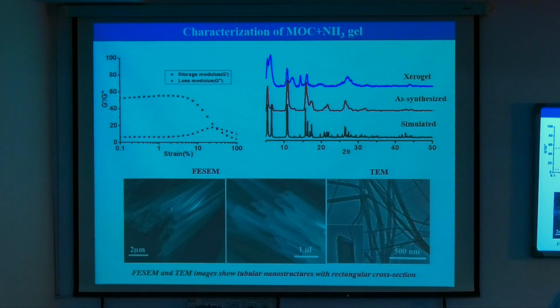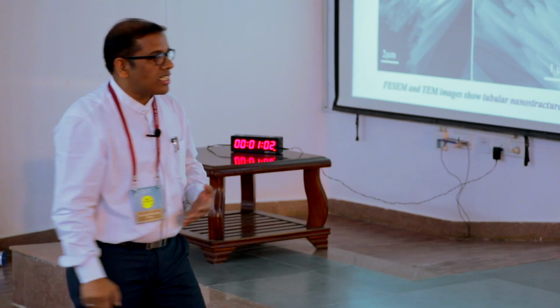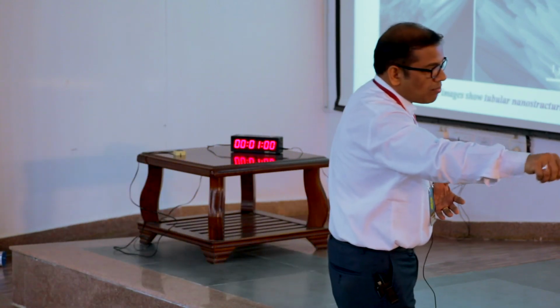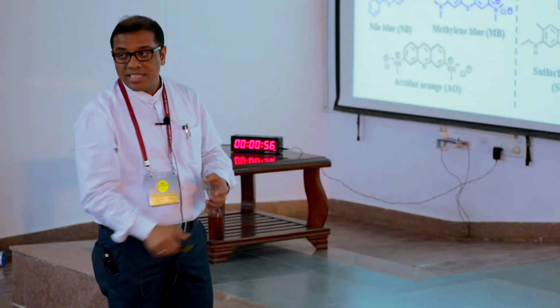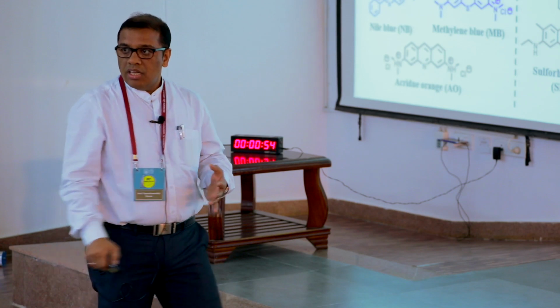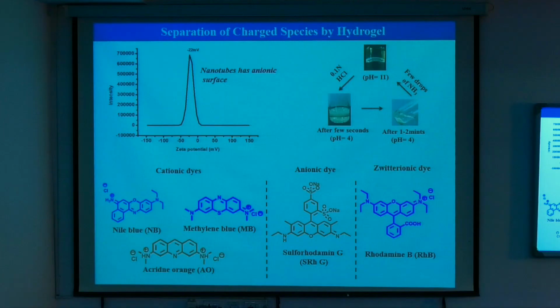Okay, and the rheological study showed the viscoelastic nature of the material, and you have this kind of nanotube. Then we checked what the surface charge of these things is. The zeta potential measurement suggests it is minus 22 millivolt, so the surface charge is negative. So now I have the one-dimensional aligned nanotube and the surface charge is negative, and it is pH responsive.